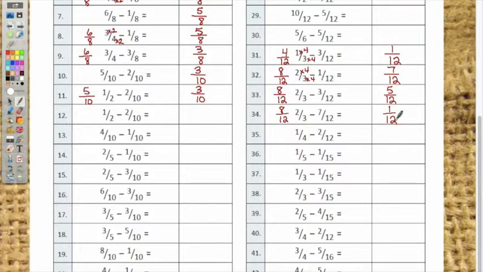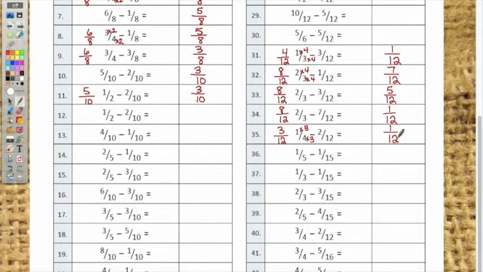Fourths, have I changed those to twelfths yet? Not yet. Times 3 now. So 4 times 3 is 12, 1 times 3 equals 3. 3 twelfths minus 2 twelfths equals 1 twelfth. How you doing? Not bad.